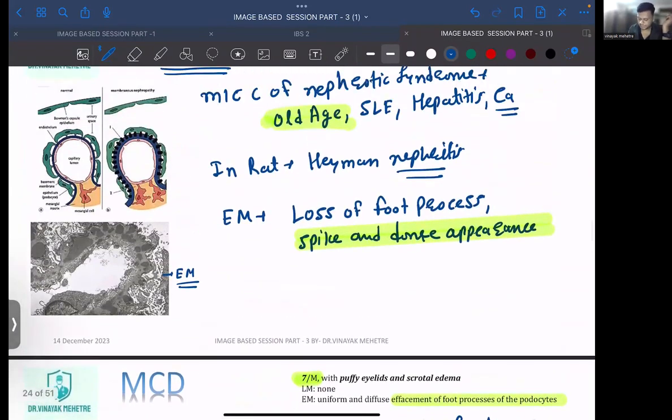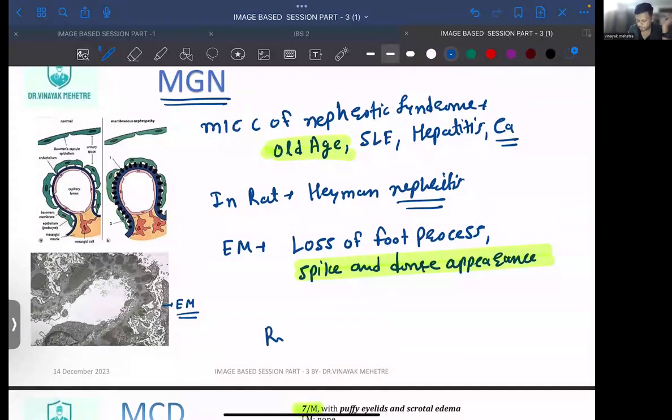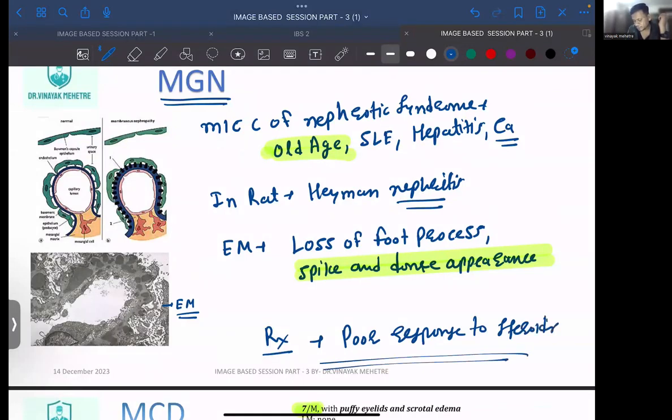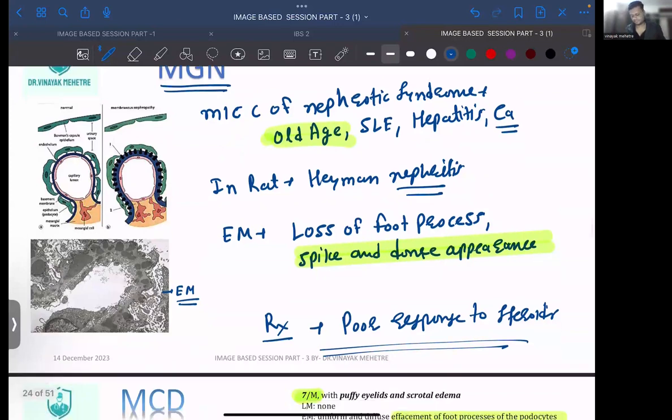And remember, MGN is a hint in the exam. Poor response to steroids, this line can also come. Nephrotic syndrome with poor response to steroids, which one? And the answer will be MGN.